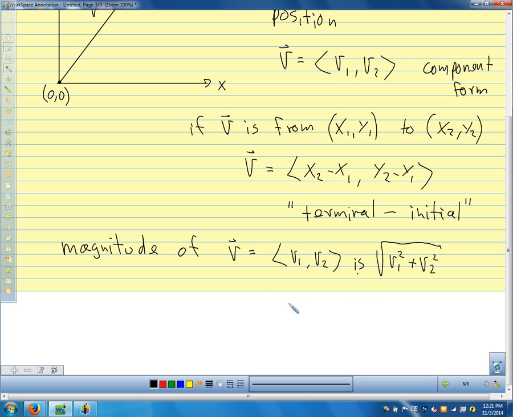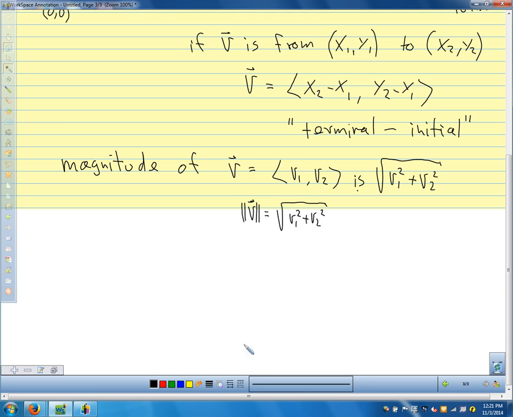And we write the magnitude, so we would say the magnitude of v equals the square root of v1 squared plus v2 squared. So the double bars means magnitude. All right, we good there? So a lot of basic terminology, not much calculation in the stuff we're doing today.